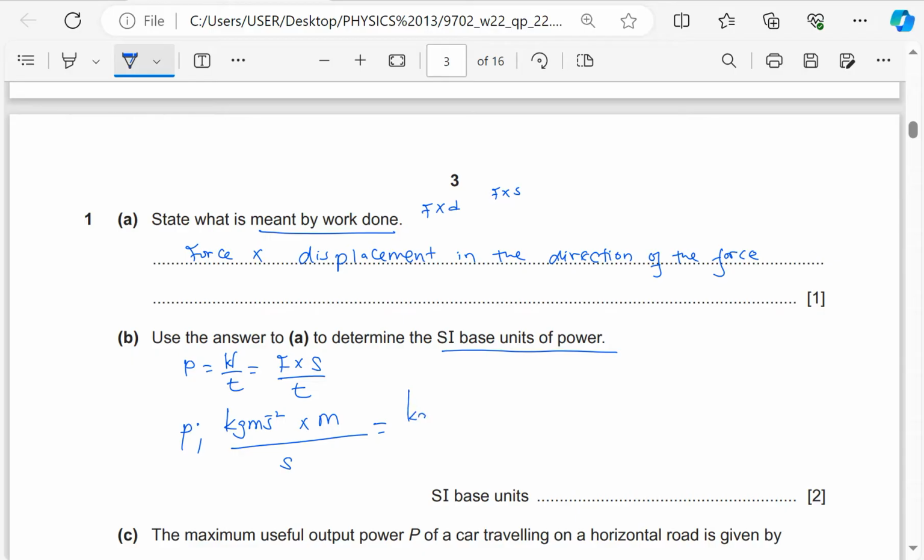It will be kilograms meters squared s^-2 divided by s, which becomes s^-3. So this is kg m^2 s^-3.